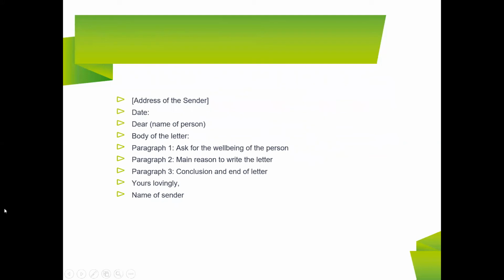So these are the parts of an informal letter. The first one is the address of the sender, which is written on the right hand side. Then the date, which is also written on the right hand side, and the formats for writing dates. As I told you, we always follow British English.